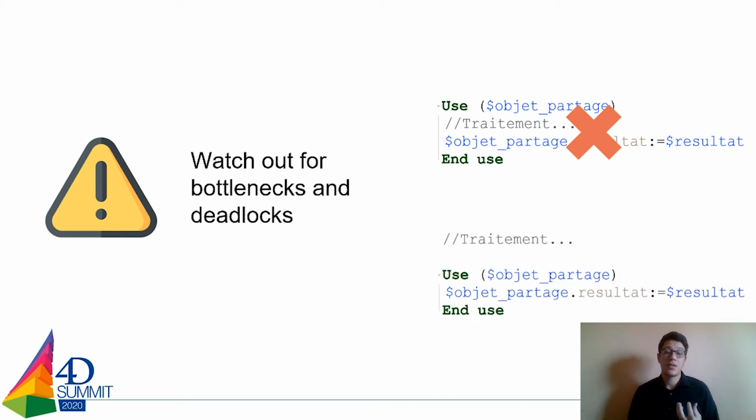What you should do is get your treatment first, get your result, and then inside your Use and End use block, when you require your resource, your shared object, have the most minimal code possible. In that case, just set the value of an attribute with the result. No treatment there, no interaction with the user, because if you do so, it's going to block all the processes that are coming and want to use this shared object. So you should look out for this. You shouldn't do it the first way. You should do it the second way.